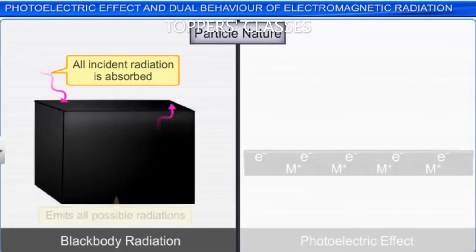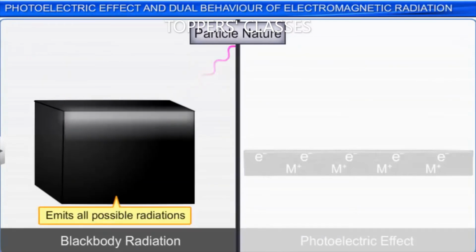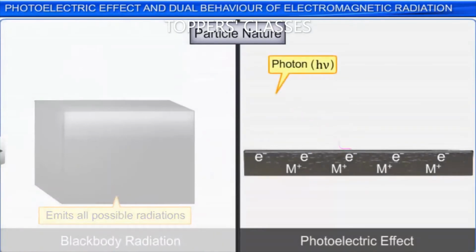In the previous module, we have learnt about the emission of radiation from a black body on the basis of particle nature. Now let us look at the photoelectric effect, which is also explained on the basis of particle nature.